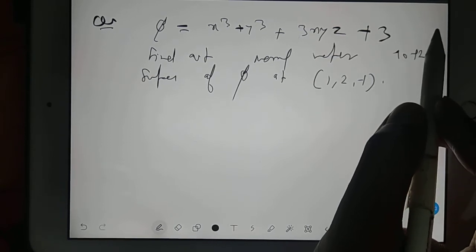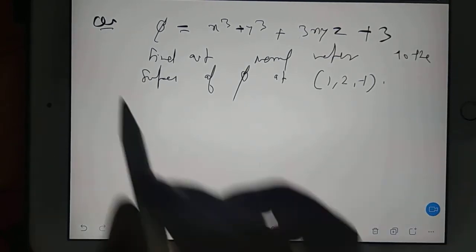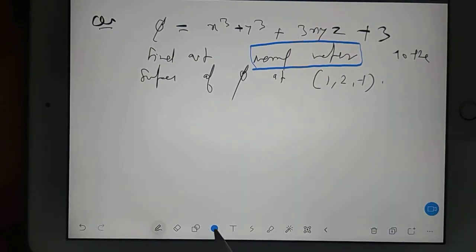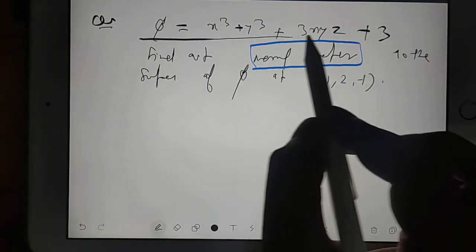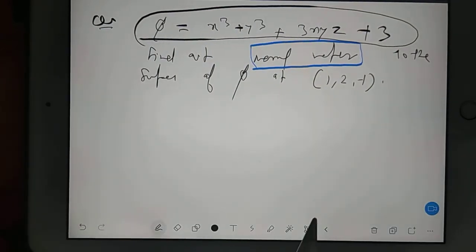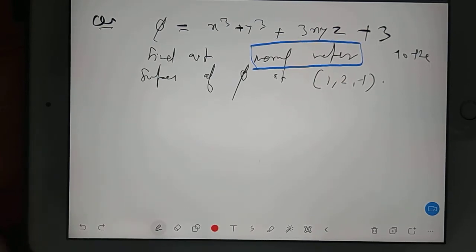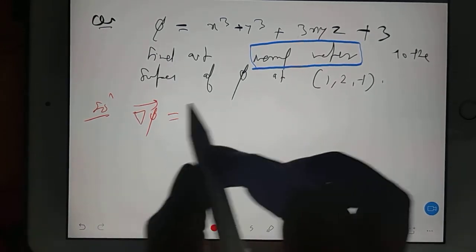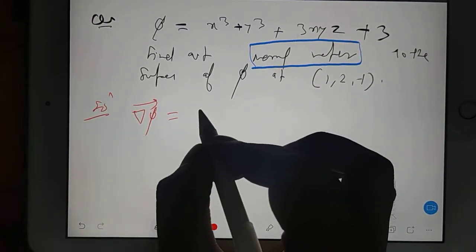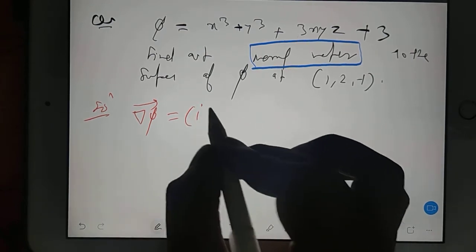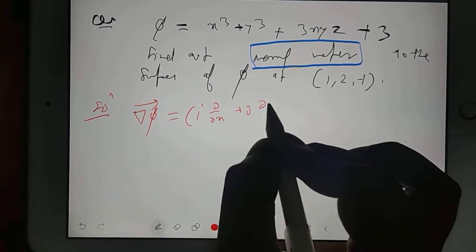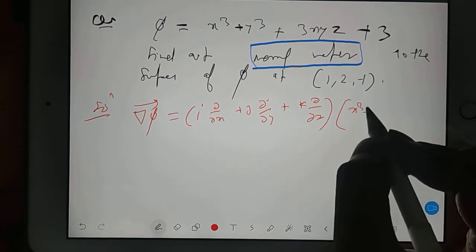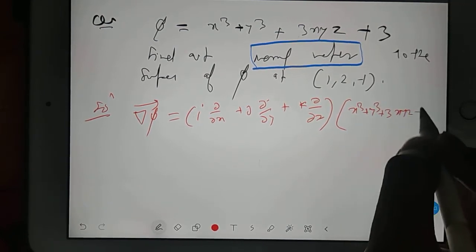So how will you calculate this? They are asking for the normal vector. Here you can see ijk is not here, so it is a scalar field. So you have to find out del phi, and that will be the normal vector. Solution. Find out this del phi, or you say grad phi. That will be nothing but i dou by dou x plus j dou by dou y plus k dou by dou z, and in the next bracket x cube plus y cube plus 3xyz plus 3.